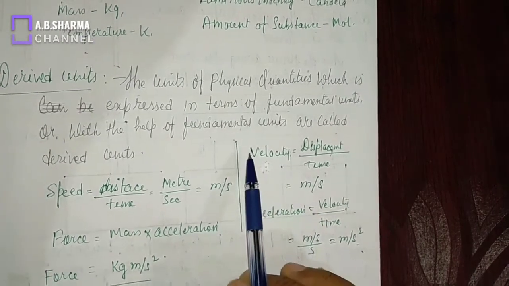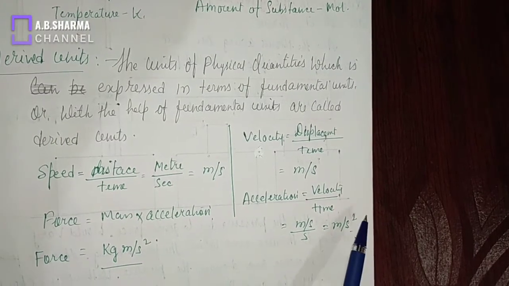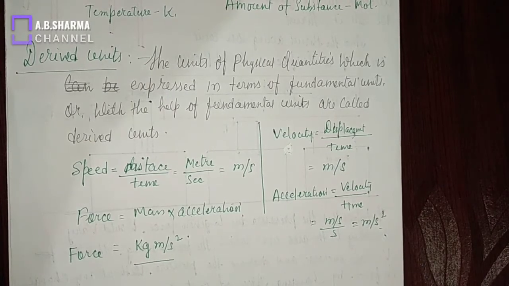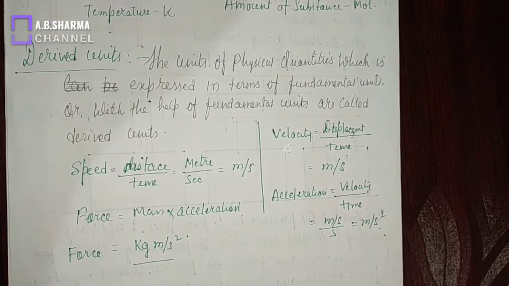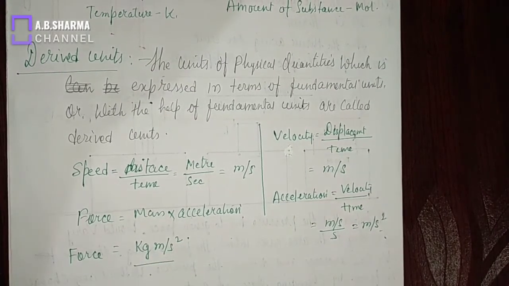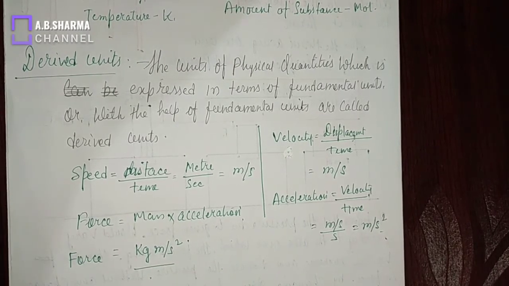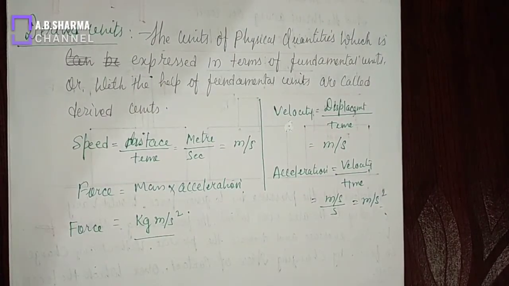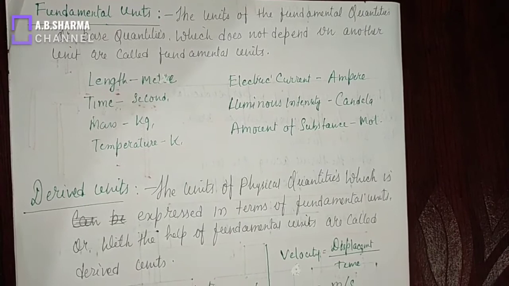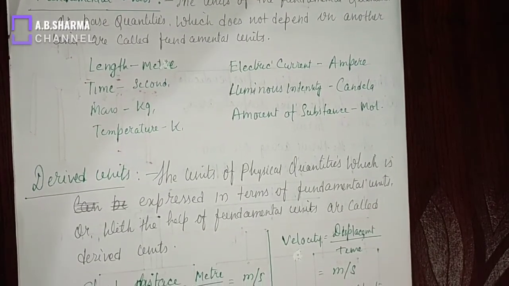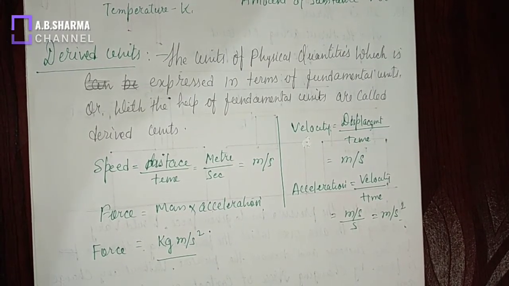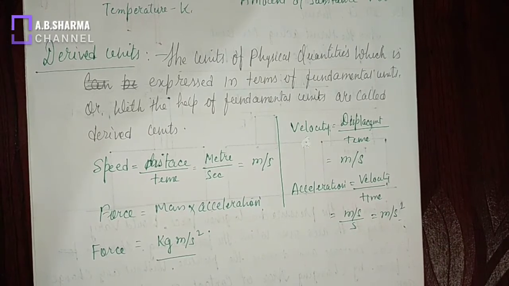So velocity is meter per second, acceleration is meter per second square. So we are seeing that derived units are expressed in terms of fundamental units. So derived units are not independent. These are dependent on fundamental units. So we have seen two types of units are there: fundamental units and derived units. Fundamental units, the independent units, or the units of 7 basic quantities, are called fundamental units, and derived units means those units which are expressed in terms of fundamental units are called derived units.